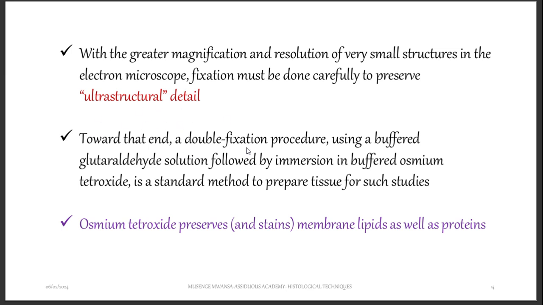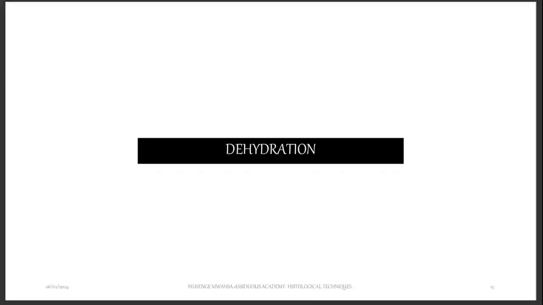So, a double fixation procedure using a buffered glutaraldehyde solution followed by immersion in buffered osmium tetroxide is a standard method to prepare tissue for such studies. If you want to preserve these ultrastructural details, you do double fixation. You use a buffer solution of glutaraldehyde and then you immerse it in osmium tetroxide. Osmium tetroxide preserves and is actually also a stain. Osmium stains the lipids. You can find this in your exam: what stain can we use for lipids? Osmium tetroxide, and also proteins.